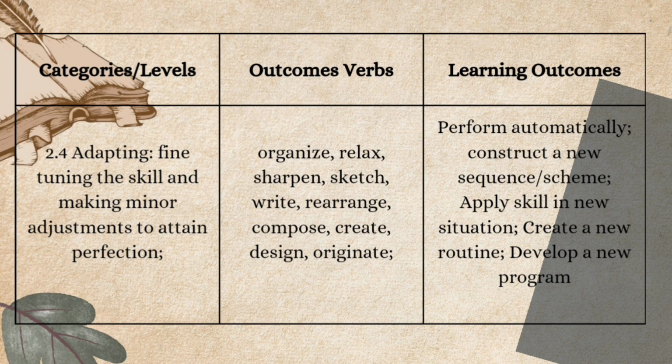So the last level will be adopting. When we say adopting, it is fine-tuning the skill and making minor adjustments to attain perfection. Outcome verbs will be organize, relax, sharpen, sketch, write, rearrange, compose, create, design, and originate. For your learning outcomes, you can use perform automatically, construct a new sequence or scheme, apply skill in a new situation, create a new routine, or develop a new program. So that is for the psychomotor domain.